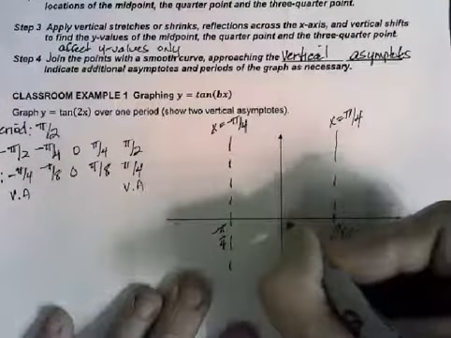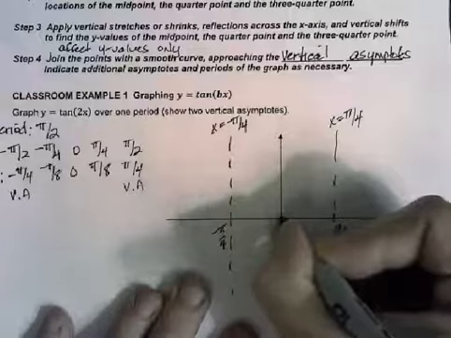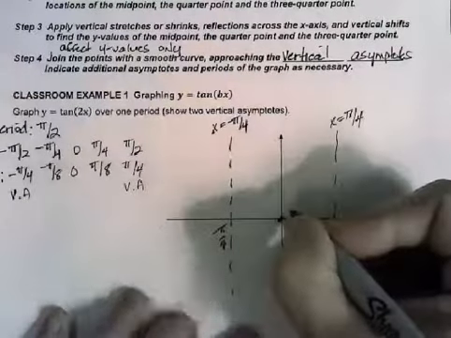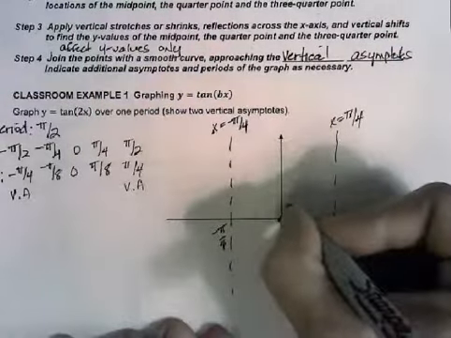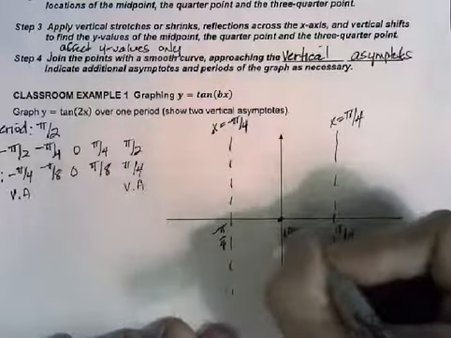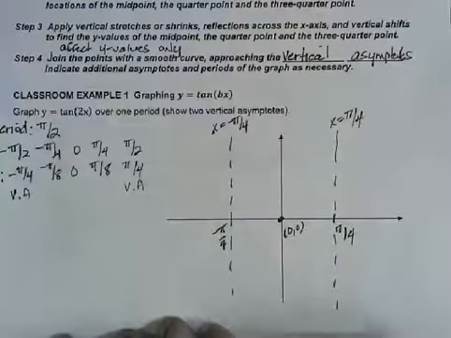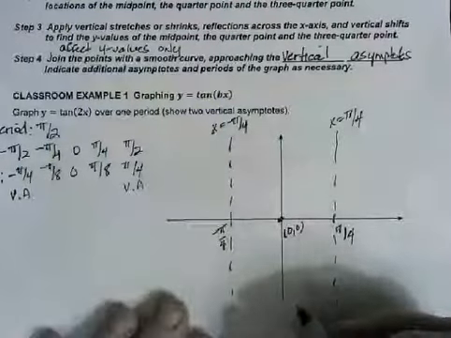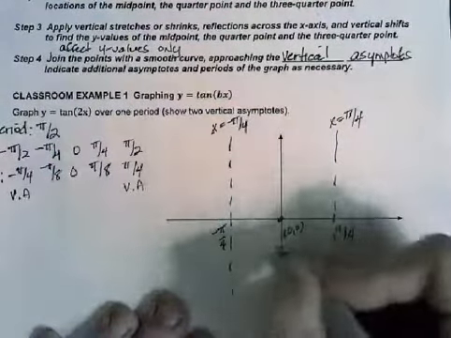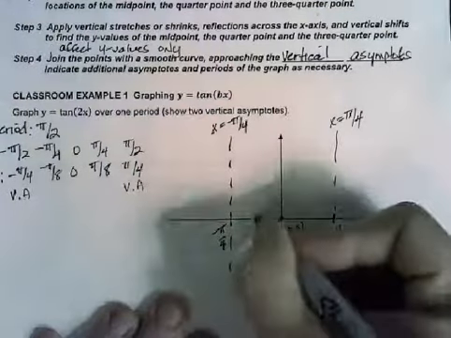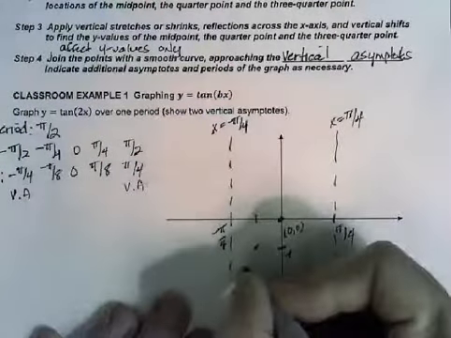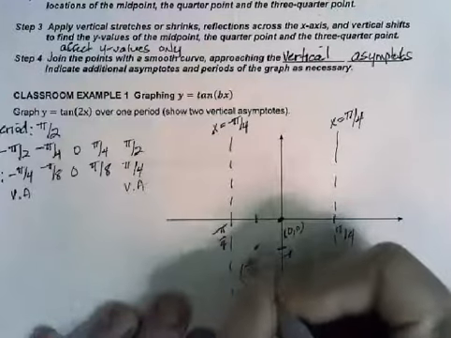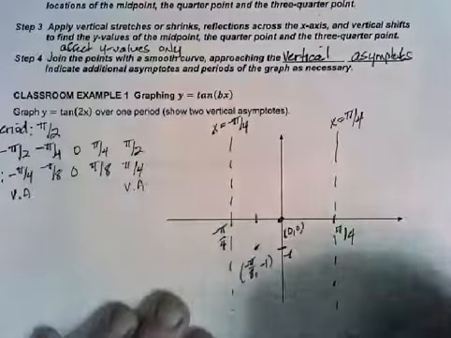For a basic tangent function, this is an x-intercept. And we didn't change anything with the y values, so this is still going to be an x-intercept. That means that point is 0, 0. Here's our quarter point. We only changed the x value, we didn't change the y value. So the y value of that is going to be negative 1. That means this is the point negative pi over 8, negative 1.